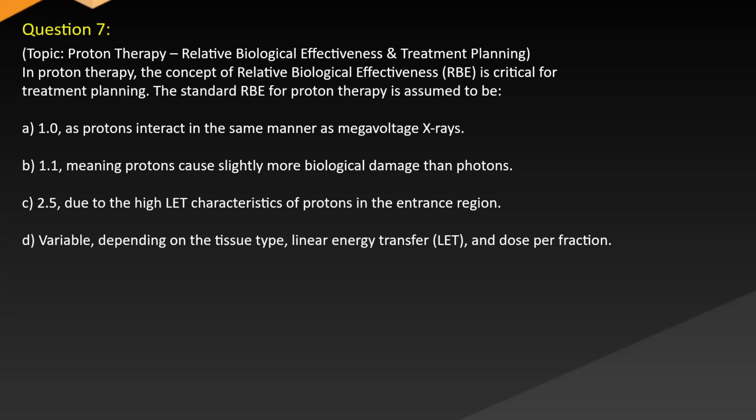Question 7. Topic: proton therapy, relative biological effectiveness and treatment planning in proton therapy. The concept of relative biological effectiveness, RBE, is critical for treatment planning. A. The standard RBE for proton therapy is assumed to be 1.0, as protons interact in the same manner as megavoltage X-rays. B. 1.1, meaning protons cause slightly more biological damage than photons. C. 2.5, due to the high LET characteristics of protons in the entrance region. D. Variable, depending on the tissue type, linear energy transfer (LET), and dose per fraction.